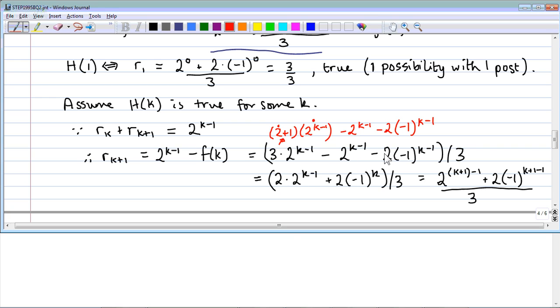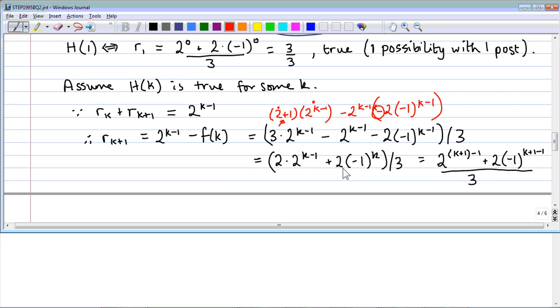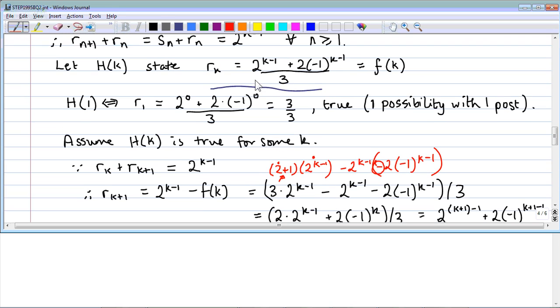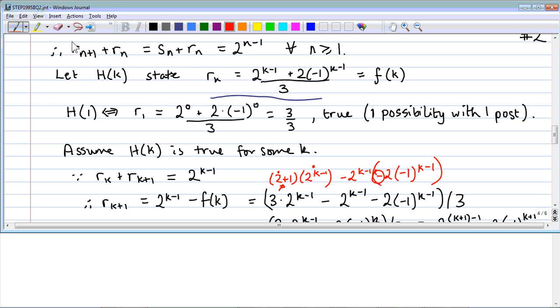And then when we look at this term here, well that's okay, because this minus 1 here multiplies with these minus 1s here to give us plus 2 minus 1 to the k. So we get 2 times 2 to the k minus 1 plus 2 times minus 1 to the k over 3. And this is correct because if we replace k with k plus 1, we've got 2 to the k plus 1 minus 1 plus 2 minus 1 to the k plus 1 minus 1 over 3, which is exactly what we want if we look at our original formula for rk.